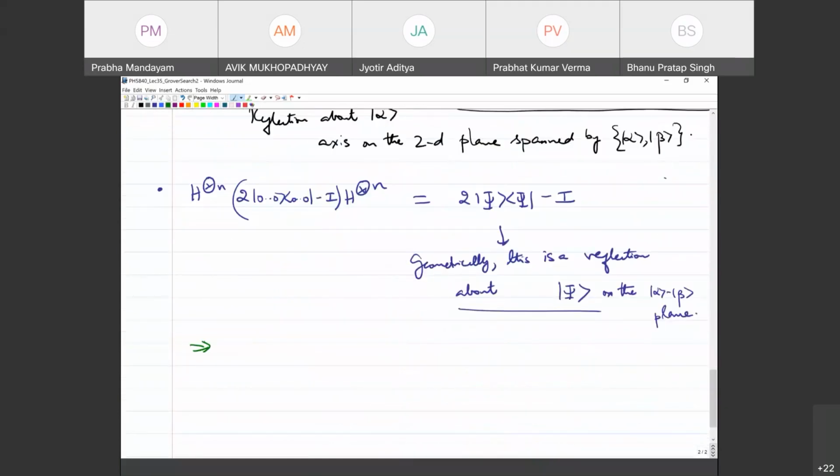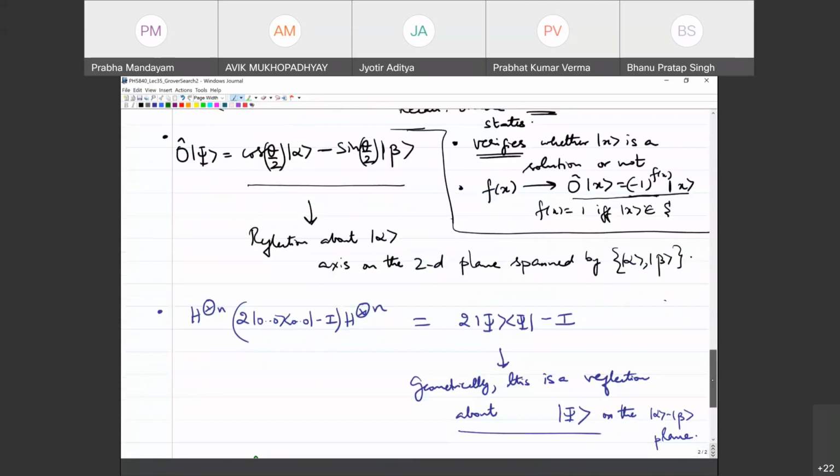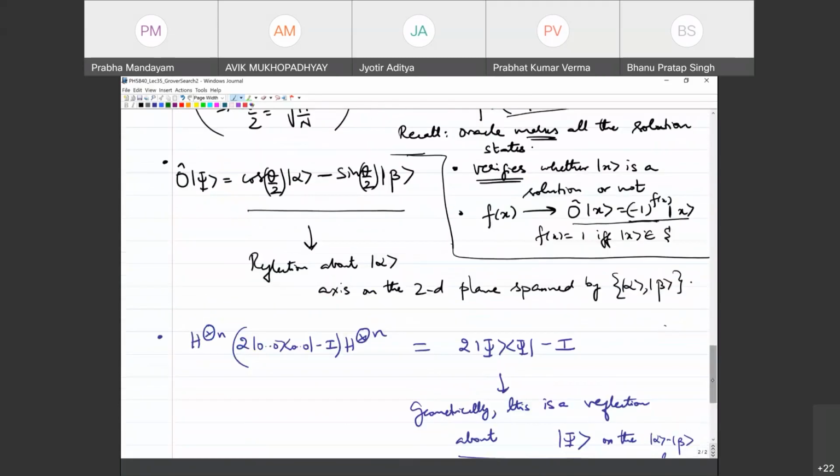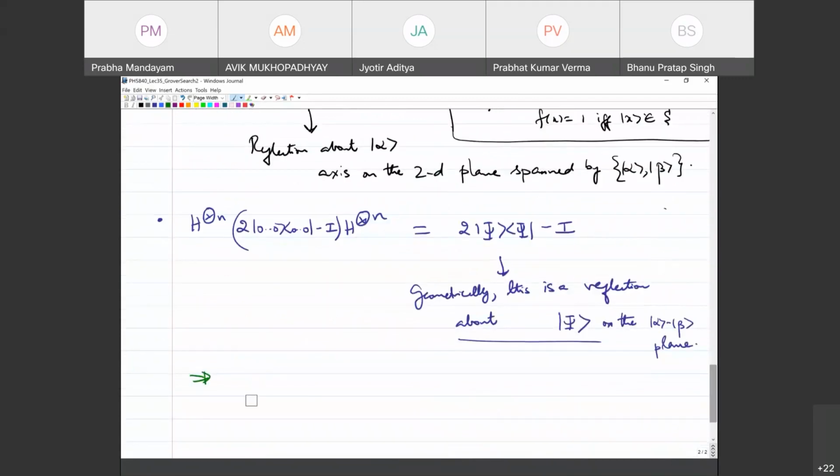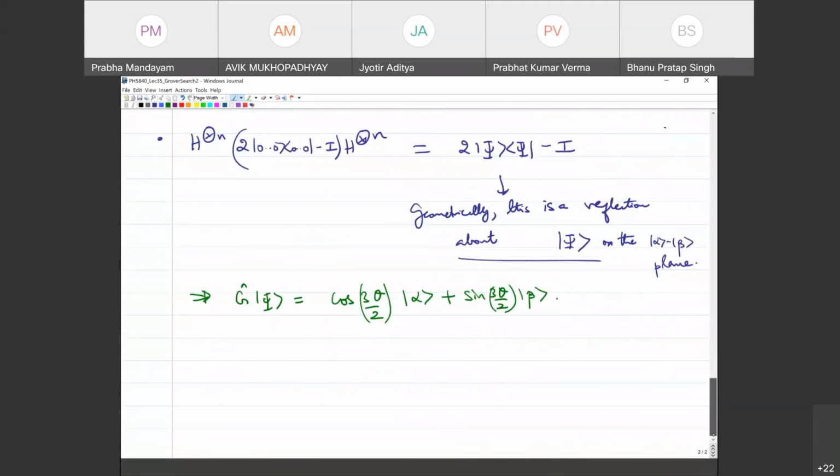Okay, so with this, what we have shown, therefore, is that while O psi just does this, that was the first step. The second step reflects you about psi. So finally, the Grover iterate acting on psi is now the state cos 3 theta by 2 alpha plus sine 3 theta by 2 beta, right? And now if we apply this G operation k times, so that is G to the power k, right?